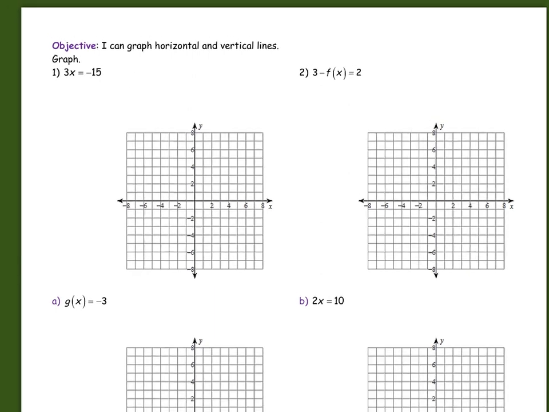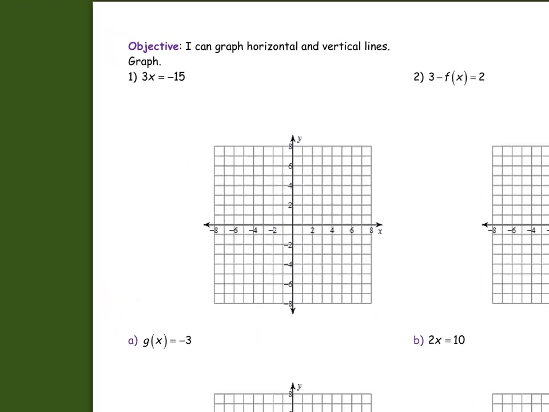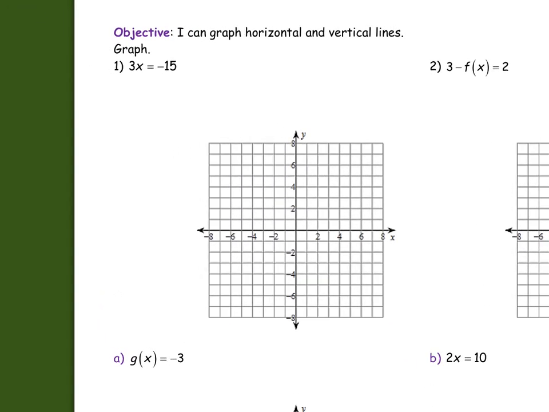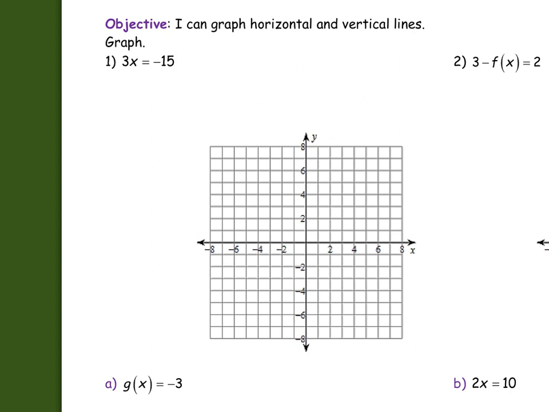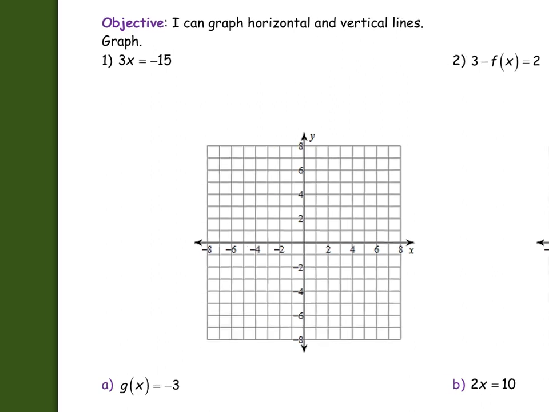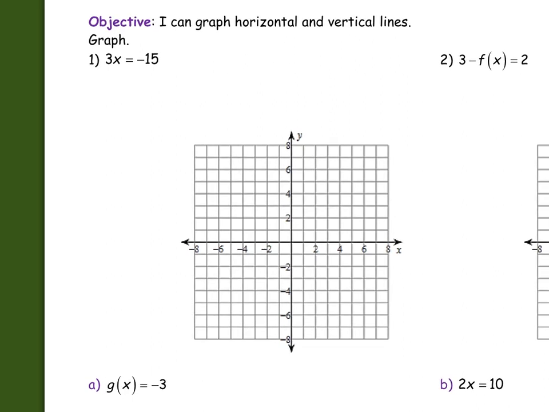Good job. Now we're going to graph horizontal or vertical lines, okay? So we're just going to graph them. So first, in order to graph them, I have to get whatever variable I have alone. So in this case, in number 1, I have an x. So I want to get the x by itself, okay? So in order to get the x by itself, I'm going to divide by 3. Awesome. So this is x equals negative 5.